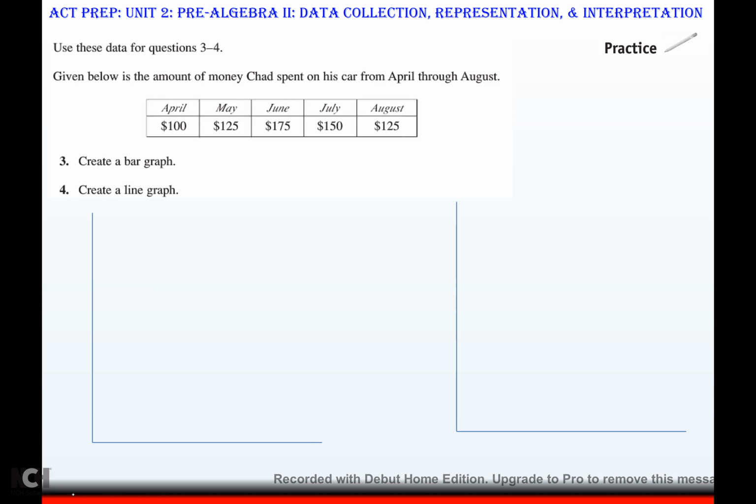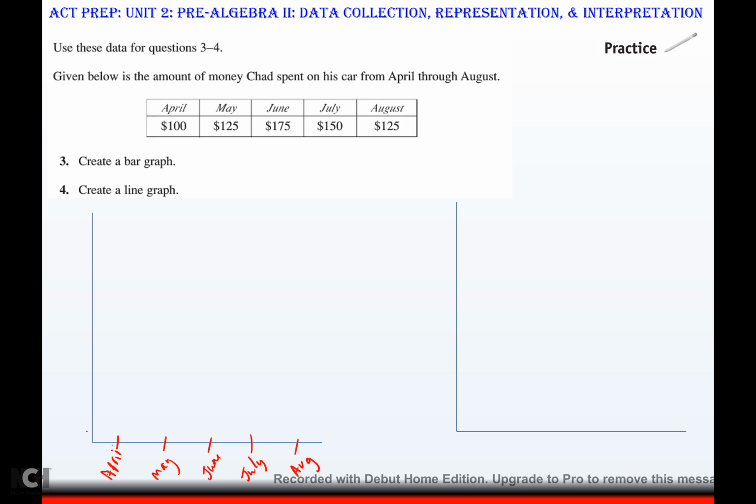Alright. This one says, given below is the amount of money Chad spent on his car from April through August. It wants me to create a bar graph. So like I said, I always put time on the x-axis because it's the independent variable. So I put April here, then May, then June, July, and August. And my data goes from $100 up to $175.